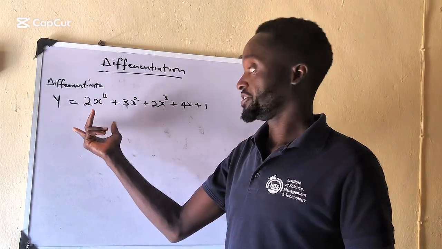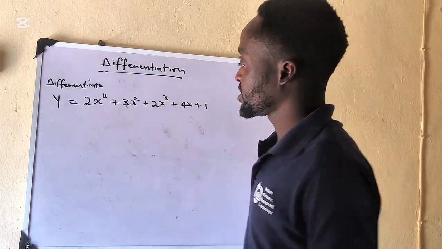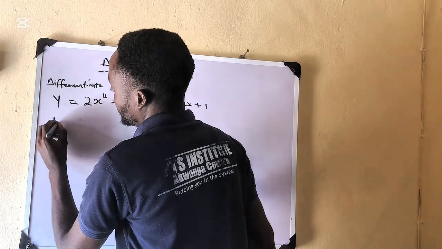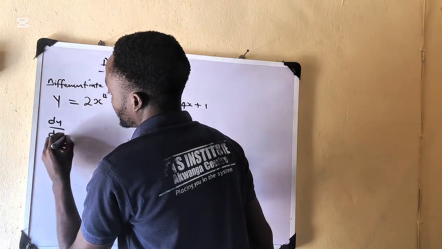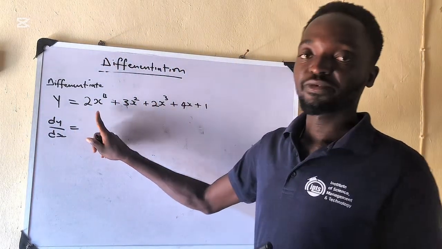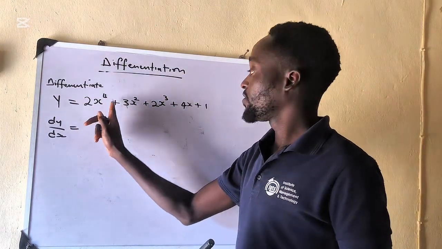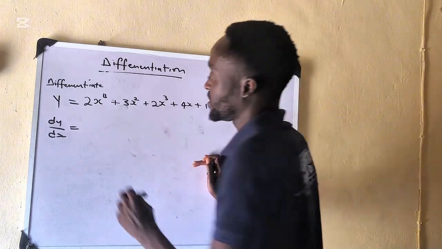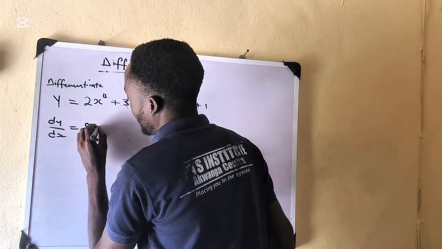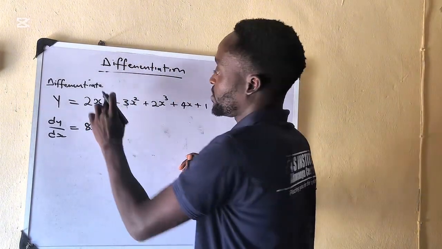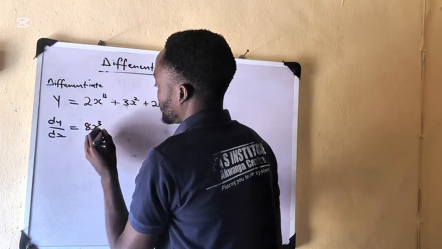So let us carry out this differentiation here now. To differentiate this, we say that dy/dx, which is to imply we are going to differentiate this y function now with respect to x. So if we differentiate 2x to the power of 4, what you do is bring down the power. When you bring down 4, multiply by 2, it is going to be 8. So we are going to have 8x, then we are going to subtract 1 from the power. So 4 minus 1 is going to be 3, then we write plus.